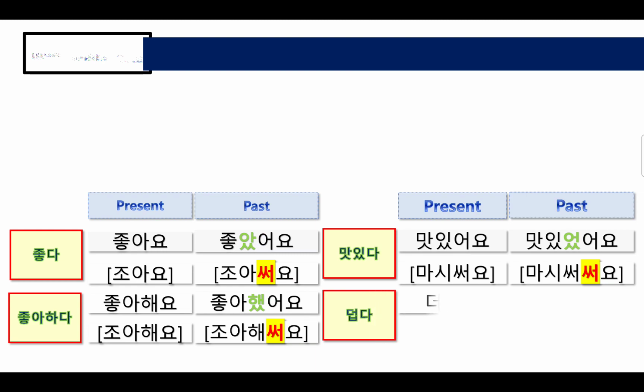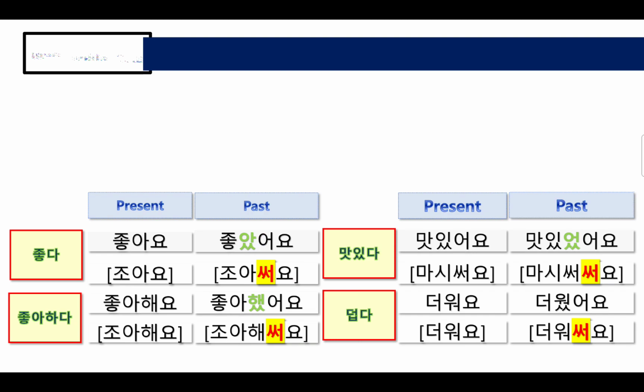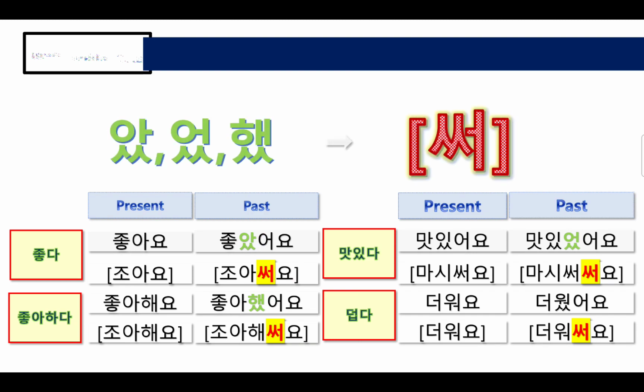덥다, 더워요. Yeah, someday we are going to study about this. Here, ㅂ changes to 우. Okay, so that's why this is 더워요. And it was hot, 더웠어요. Simply put 서 in front of 요. Okay, past tense.